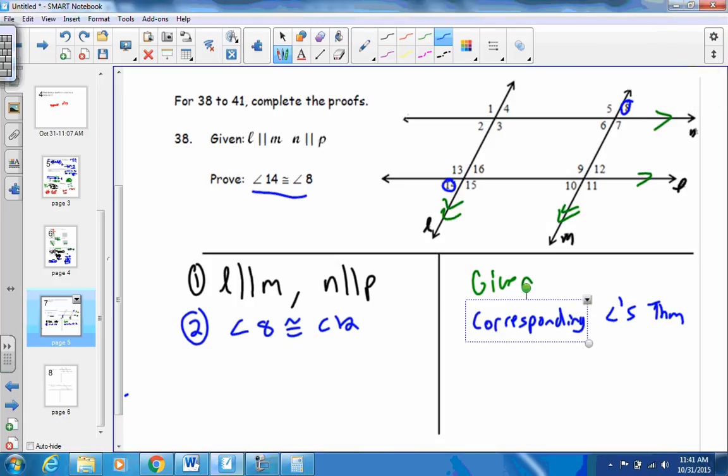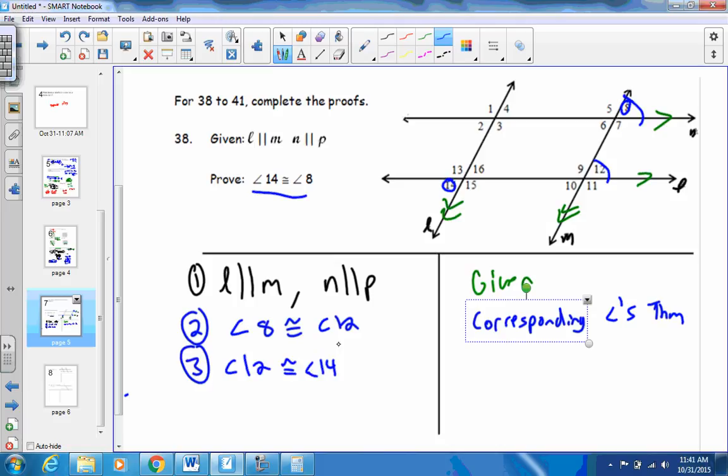So the corresponding angle theorem says if two lines are parallel, then corresponding angles would be congruent. So that's where we get 8 and 12 congruent to each other. Our next step, well, we can label these. 8 is congruent to 12. Again, we're trying to get to angle 14, so you know what? We're actually there already, because angle 12 is congruent to angle 14.